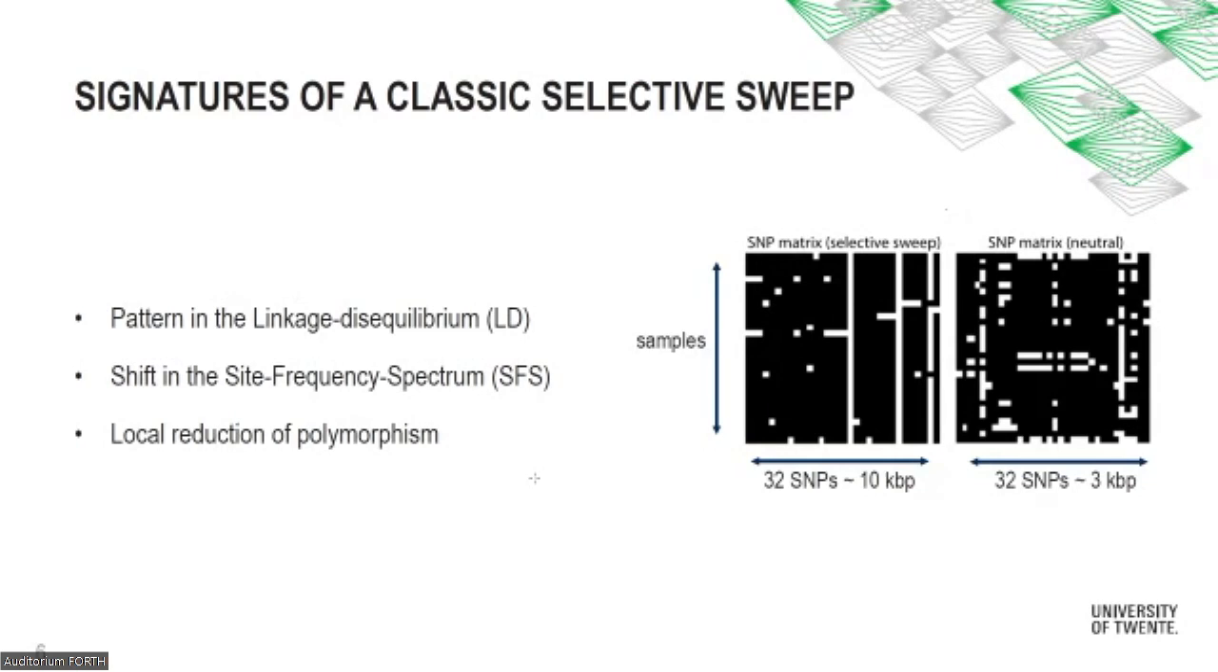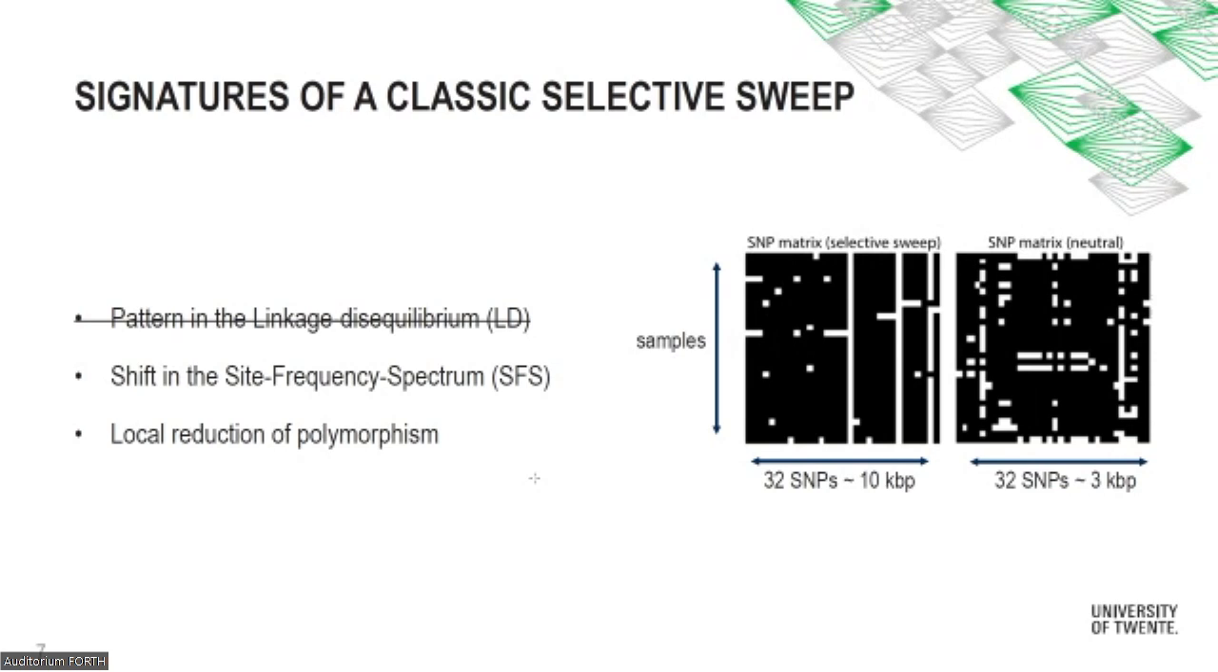So going back one step again to the signatures of the selective sweep, we look at 3 main signatures, which, as briefly explained already, is the pattern in the linkage disequilibrium, the shift in the site frequency spectrum, and the local reduction of polymorphism. We're going to focus mainly on the latter 2 because we find that using the linkage disequilibrium will make our approach computation intensive, and we want to see if we can avoid having to use this and still get good results even in the presence of confounding factors.